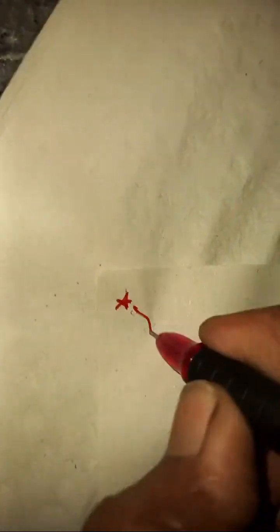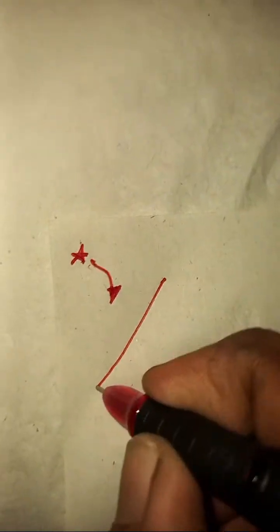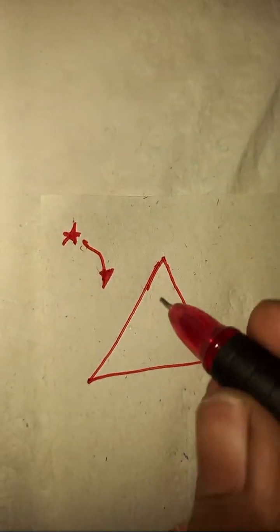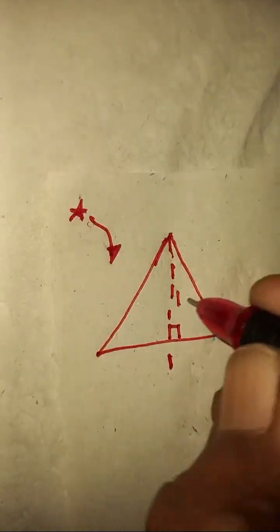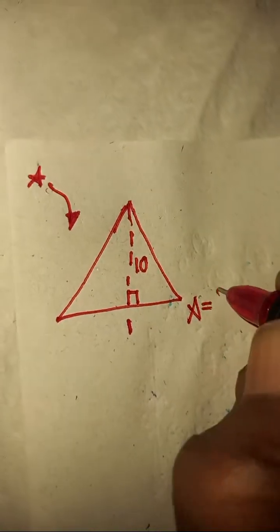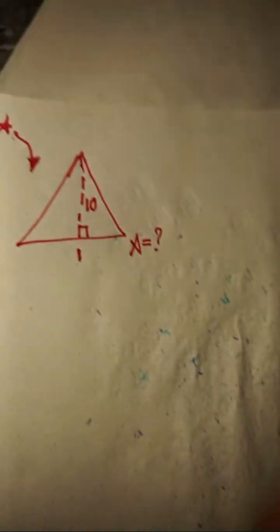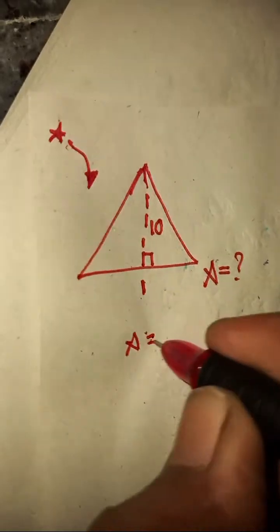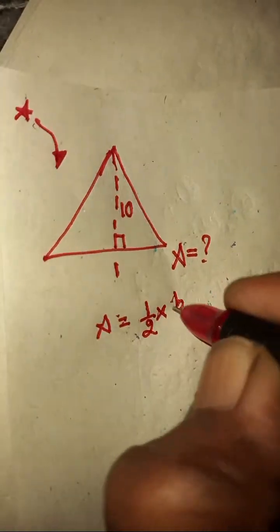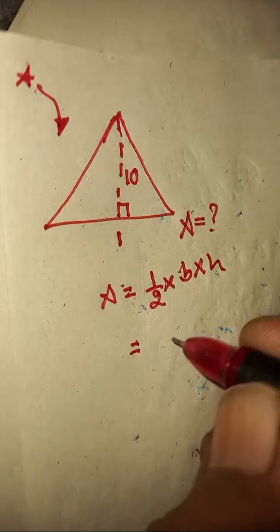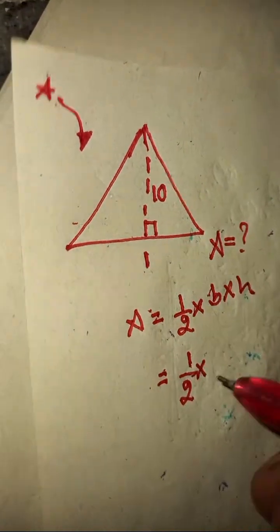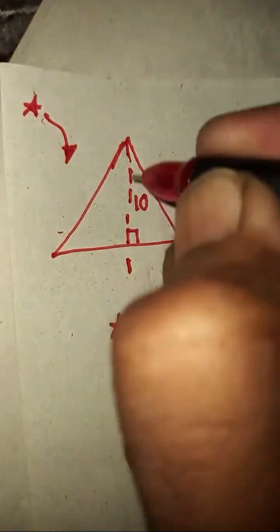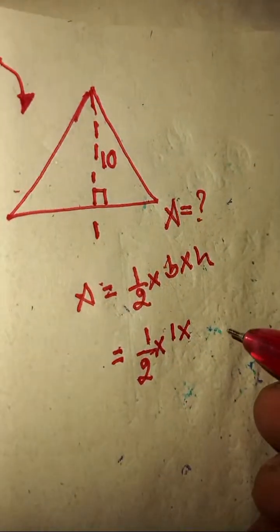Here in this problem they have given again a triangle, and in this triangle they have given the base length as 1 unit and the perpendicular height as 10 units. Here also you need to find out the area. Area of a triangle is half times base times perpendicular height. So you're going to get half times this base, which is 1 unit, times this perpendicular height, which is 10 units.